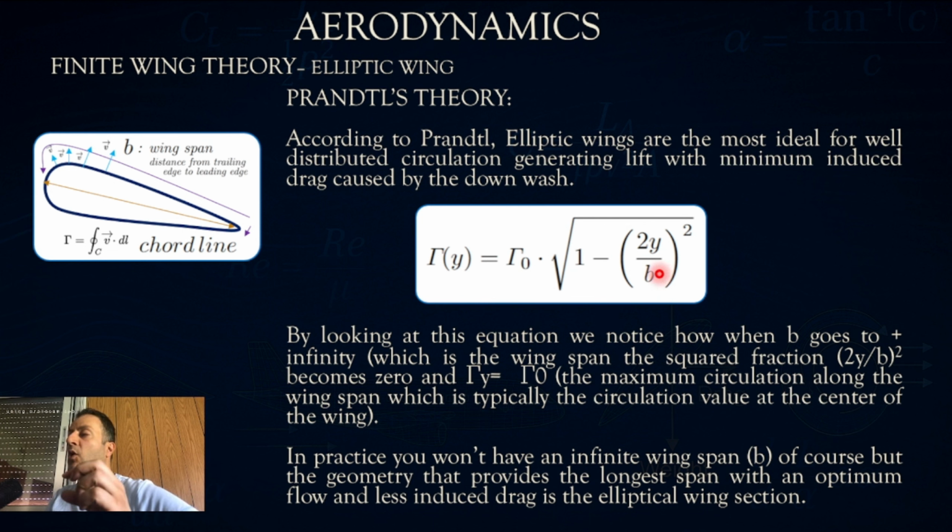But with smaller wingspans, or when the distance is smaller between the two wingtips, or in other words, when you have shorter wings, you have a lower circulation, not the optimal one. So the maximum circulation along the wingspan, which is typically the circulation value at the center of the wing, is gamma 0. It becomes gamma y. It becomes the same circulation throughout all the wing when you have a very long wingspan. In practice, you won't have an infinite wingspan b, of course, but the geometry that provides the longest span with an optimum flow and less induced drag is the elliptical wing section.